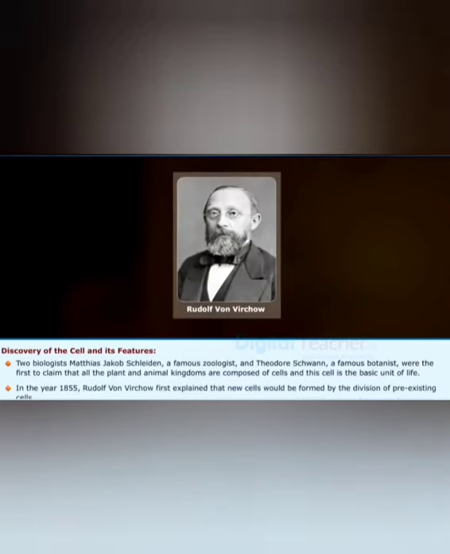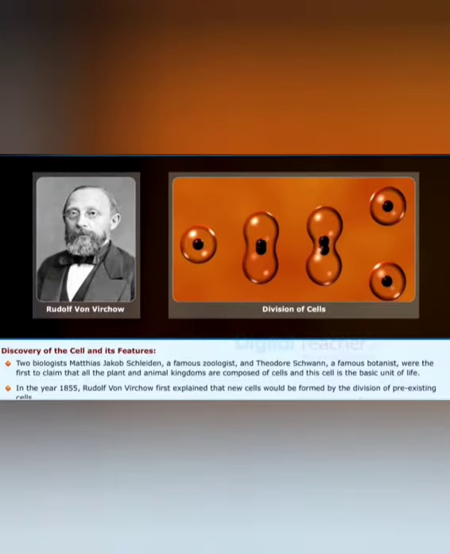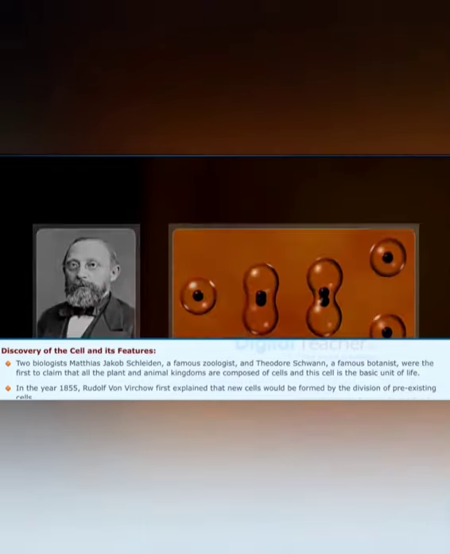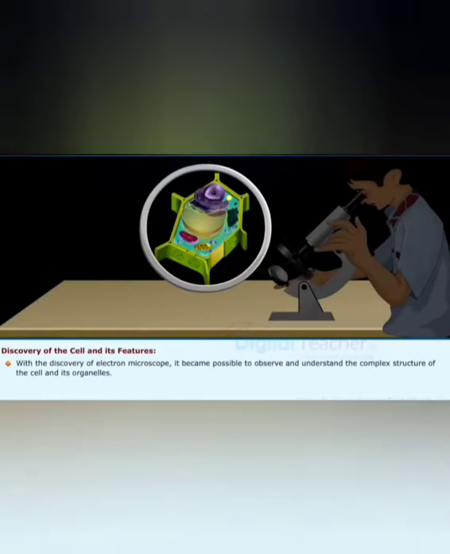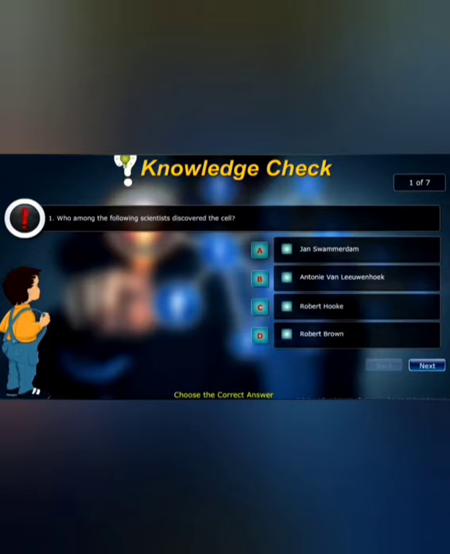In the year 1855, Rudolf Virchow first explained that new cells would be formed from the division of pre-existing cells. With the discovery of electron microscope, it became possible to observe and understand the complex structure of the cell and its organelles. Attempt the following questions to check your understanding.